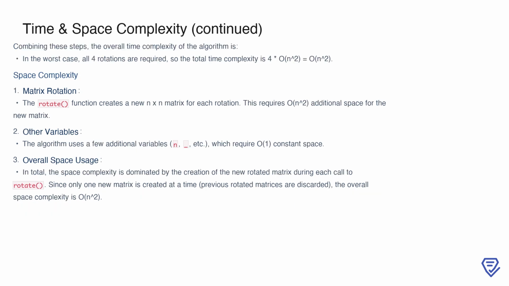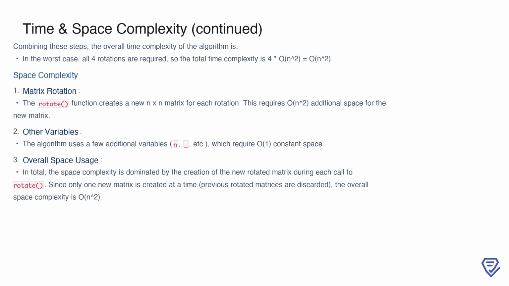Now, combining all of these steps, the overall time complexity of the algorithm can be determined. In the worst-case scenario, the algorithm might need to perform all 4 rotations and corresponding comparisons. Since each iteration has a time cost of O(n²), and there are at most 4 iterations, the total worst-case time complexity becomes 4 * O(n²), which simplifies to O(n²).